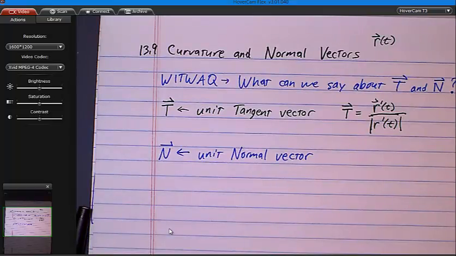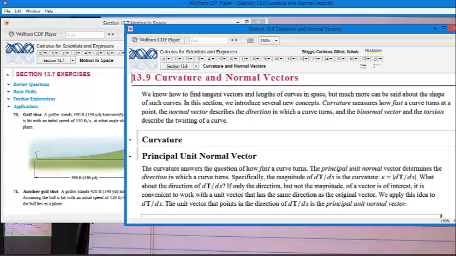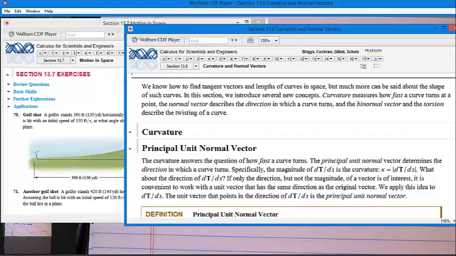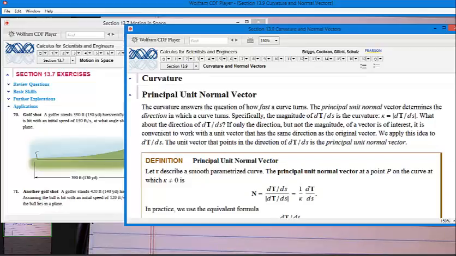So let's look at pictures. Pictures say 1,000 words, right? So let's look in the book. There's this whole curvature. Curvature measures how fast a curve turns at a point. The normal vector describes the direction in which a curve turns. And then they talk about something else called the binormal vector, which I'll get to in a moment. But here's your definition. Principal unit normal vector. Whoa.